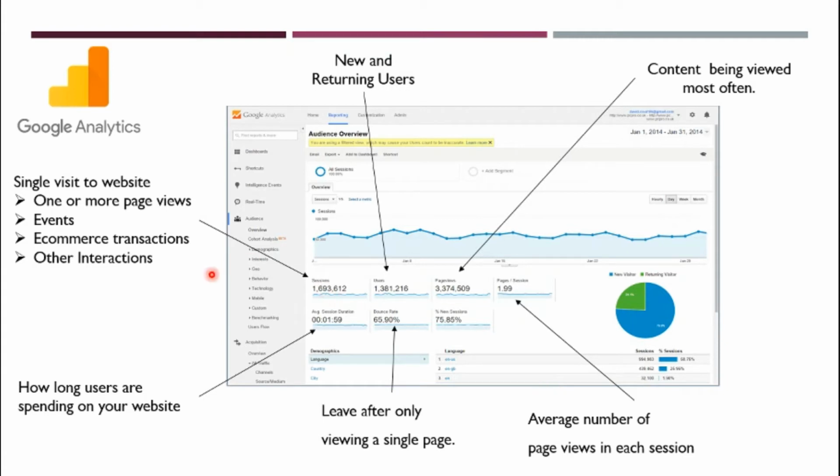As you can see, this is a typical page of Google Analytics in which you can see the average number of page views in each session, which content was viewed most often, and how many people visited your page, including new visitors and old visitors as well. Bounce rate tells you how many people are leaving your website after viewing only a single page, so the lower it is, the better. Average session shows how much time people are spending on it, and single visit to website shows what they did on your website. Did they buy things or not? Did they interact? Did they look at the offers? In addition, the pie chart on the right shows the number of visitors visiting.